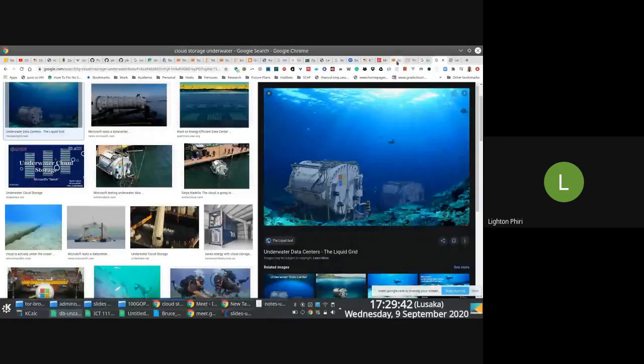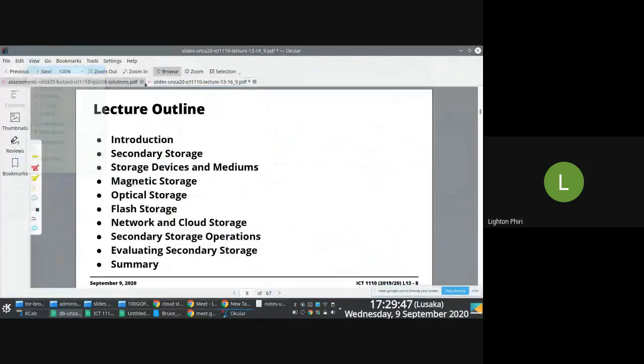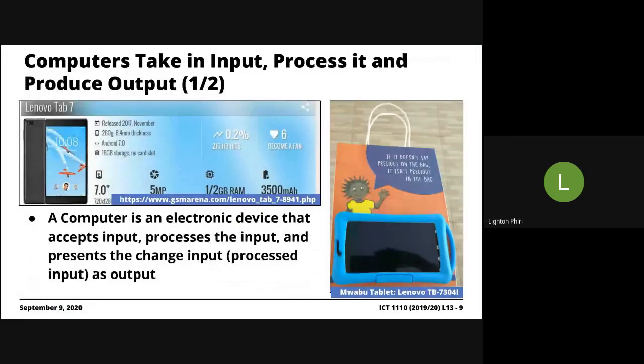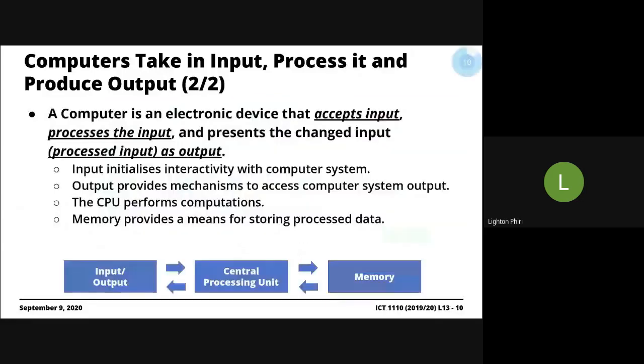Okay, so this is what we're going to talk about. I'm just going to proceed here. This has become second nature, guys, right? This idea that we are still studying a computer system, like this electronic device that accepts input, processes the input, and then presents the changed input as output. Optionally, you can store the processed input, right? Which is where memory comes in, the secondary memory, computer storage. Right? So this has become second nature.